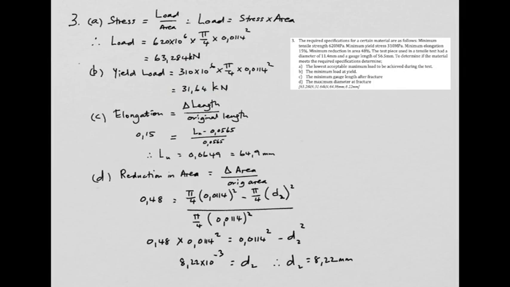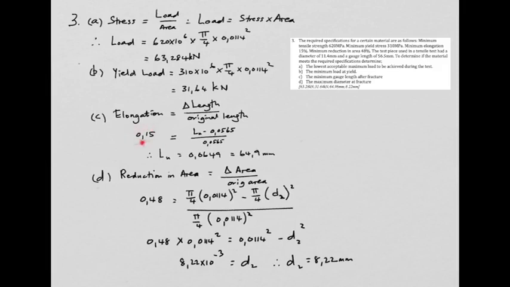Okay, in part C, after it's failed, what should the gauge length be? Now it mustn't be more than a prescribed amount, which they've told you. Okay, so let's solve for how long it will be with a 15% elongation. Remember, they said that the material mustn't stretch more than 15%. That is one of the requirements.